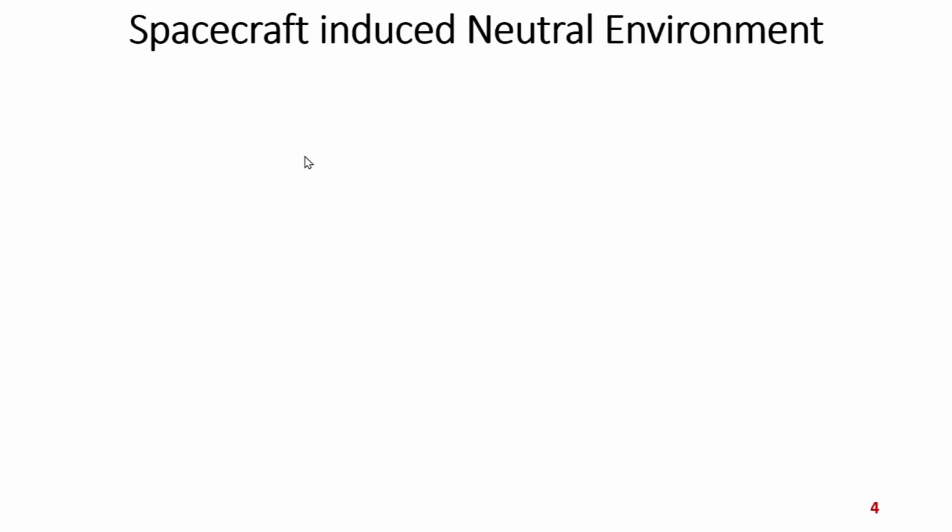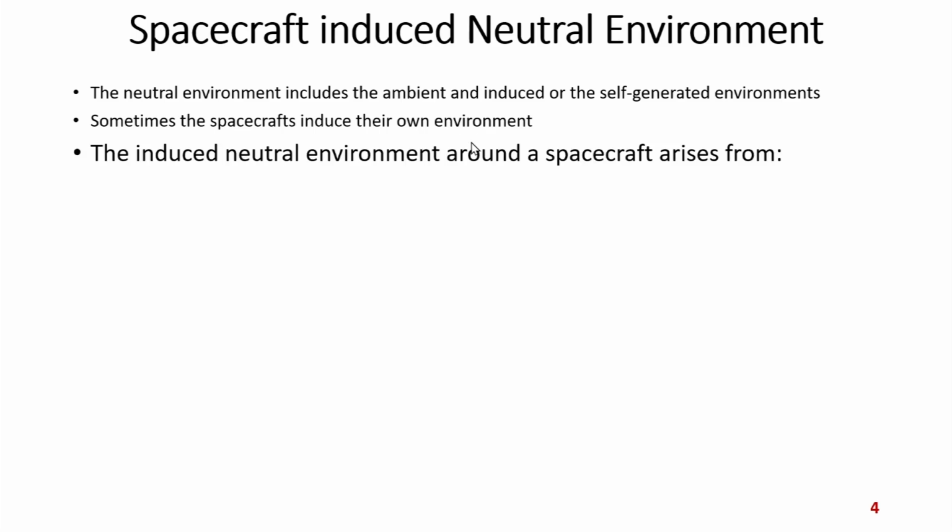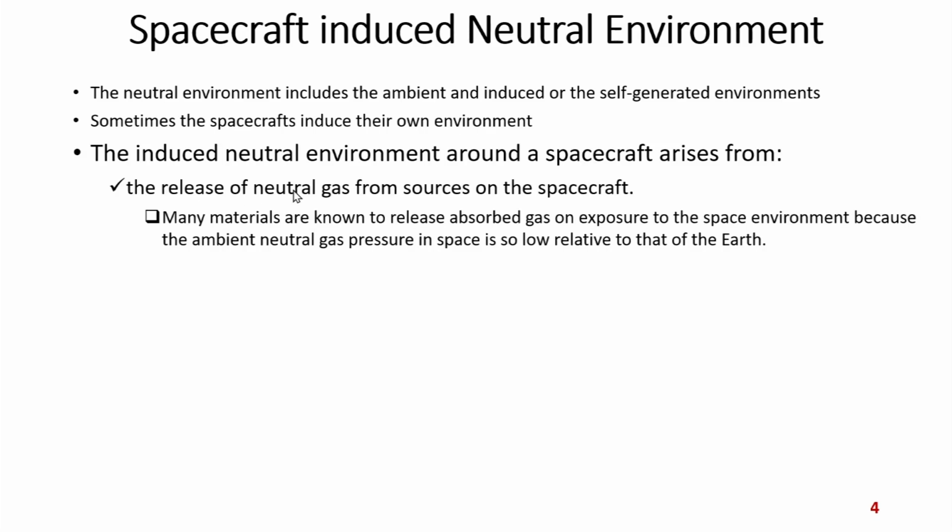So, what is the spacecraft induced neutral environment? The neutral environment, as I already discussed, includes the ambient, which is what is already there in the orbit, and the self-generated. Self-generated means sometimes spacecraft induce their own environment. Now, how does it do it? Through the release of neutral gas from these sources.